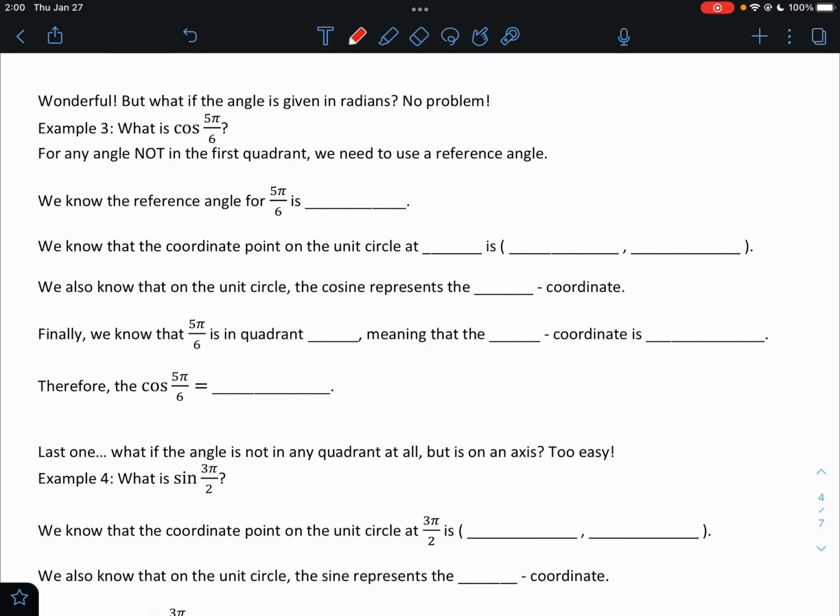Example 3. What if the angle is given in radians? That's no problem. Example 3 says, what is cosine 5 pi over 6?